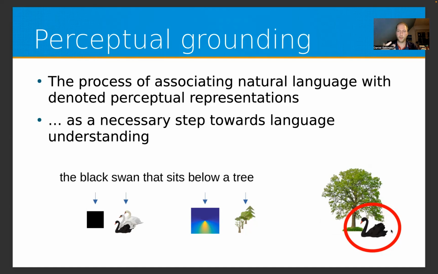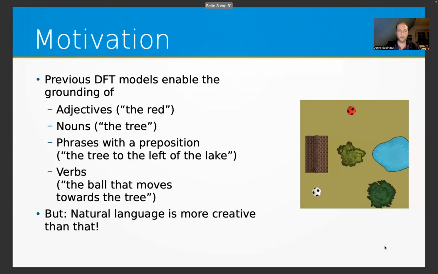And perceptual grounding is then the additional claim that what the words stand for are perceptual representations. So the word black stands for a perceptual representation of blackness, the word swan for a perceptual representation of swans, and so on. And the whole phrase stands for a certain perceptual representation that you're currently perceiving in a given scene. So that's perceptual grounding.